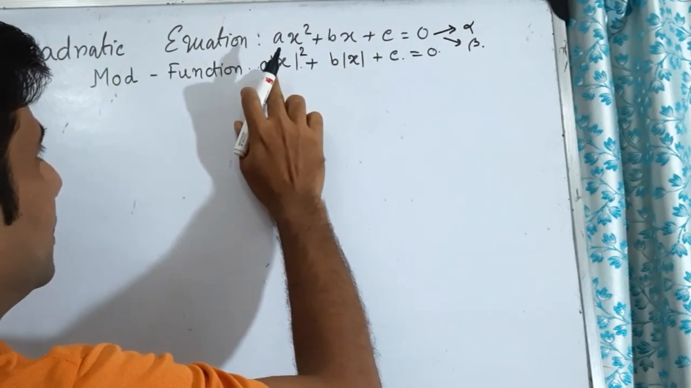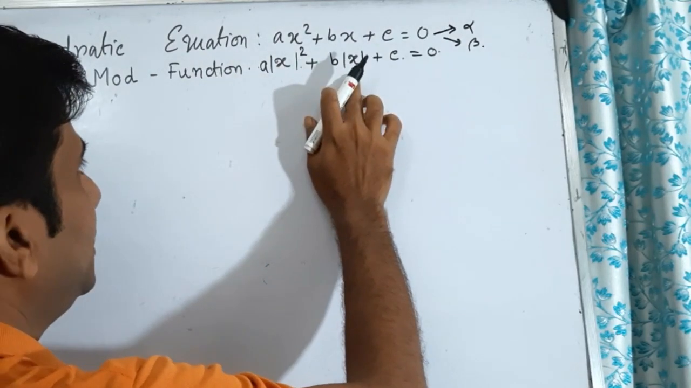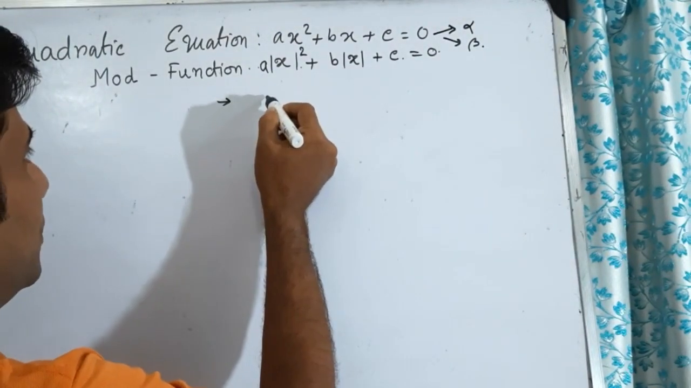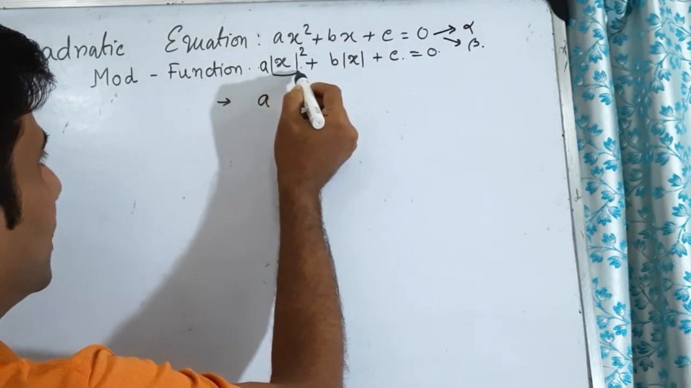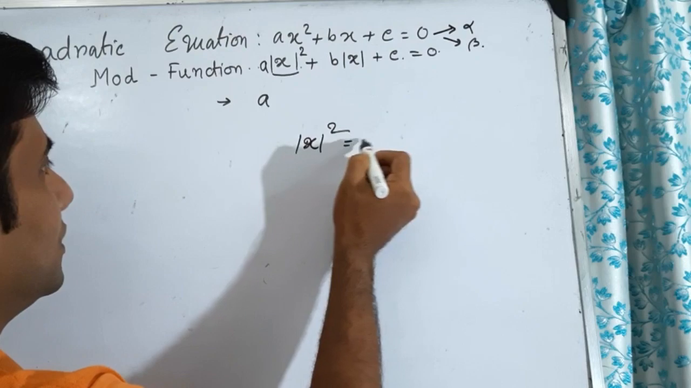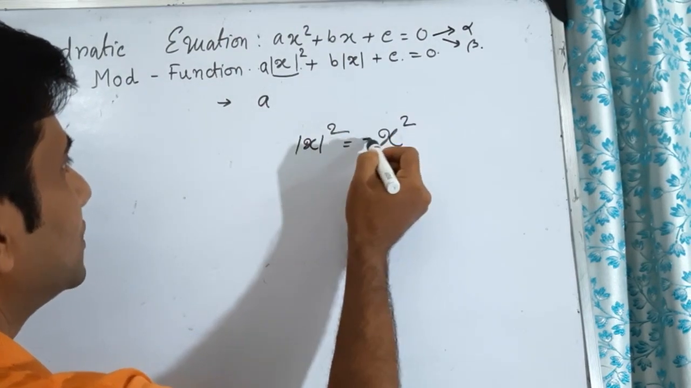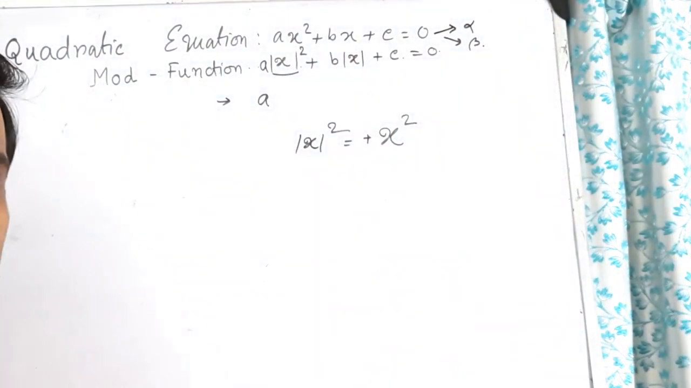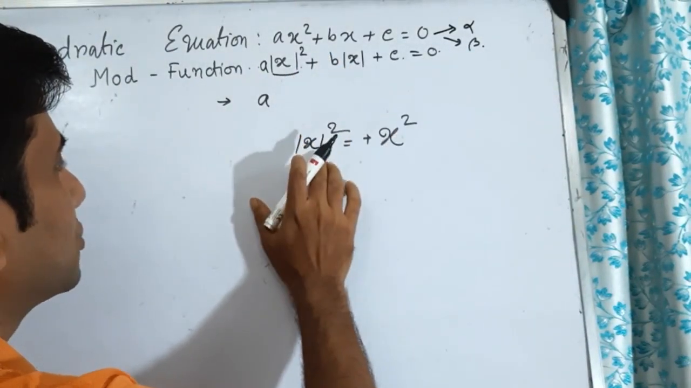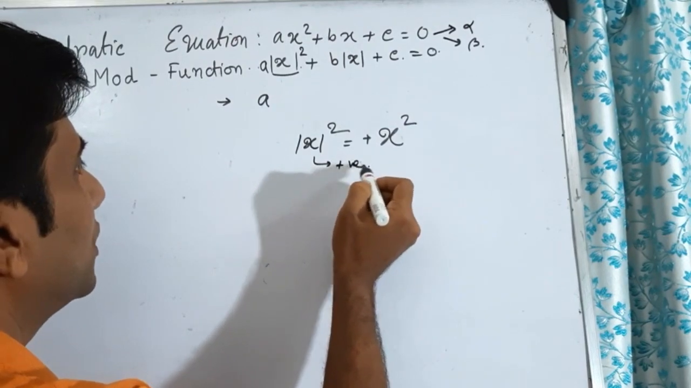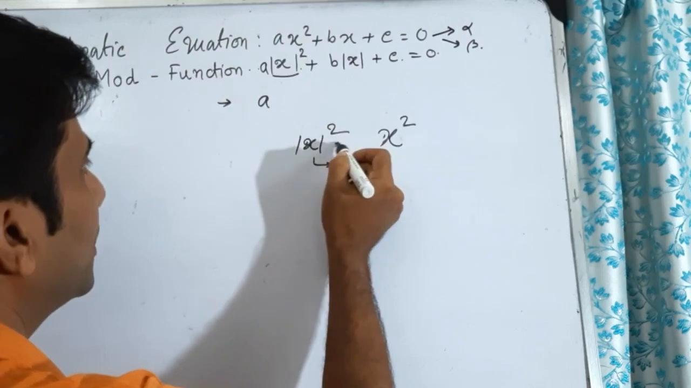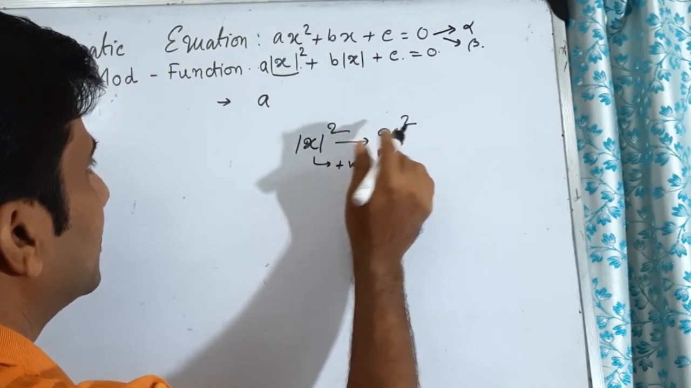get the equation a into mod x square plus b into mod x plus c is equal to 0, then what do we get? We get a into mod x square. Mod x square means always positive x square, because x square is a positive quantity, so mod x square does not have any special meaning. Mod x square means x square.